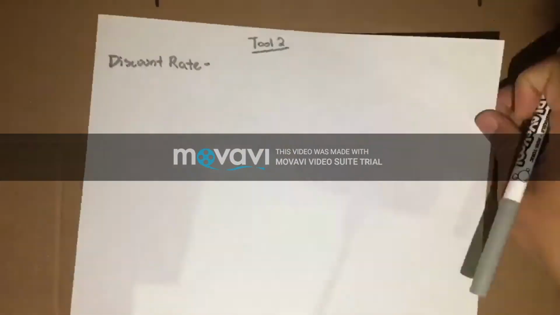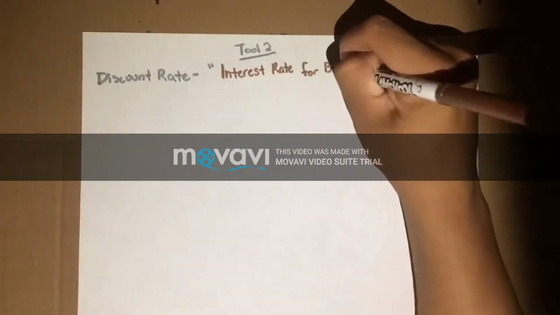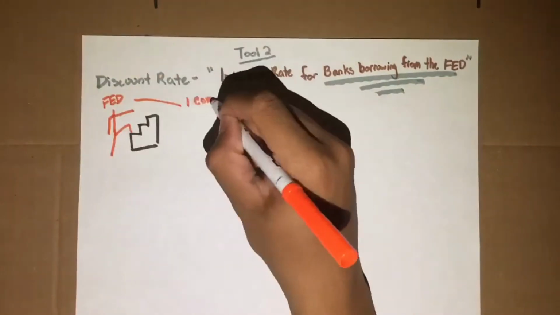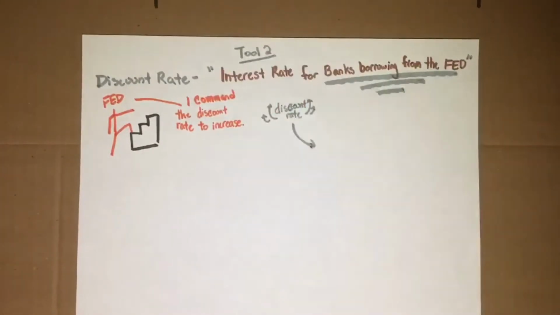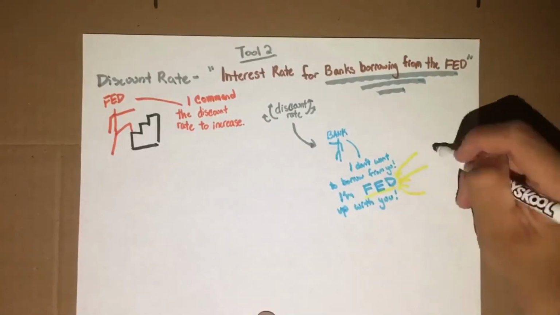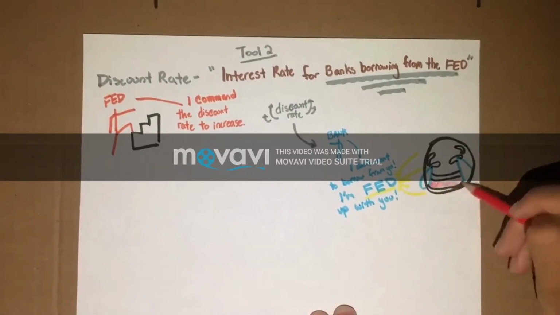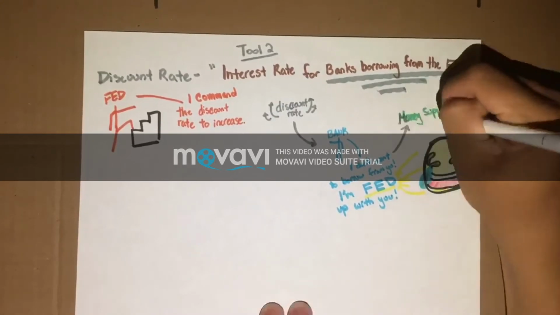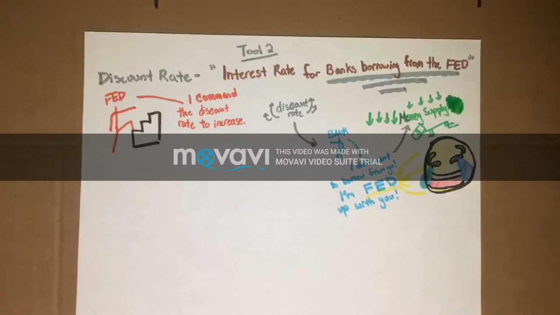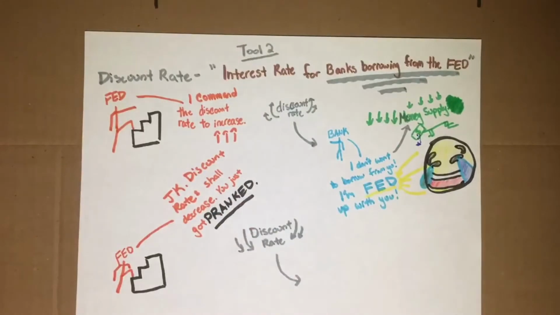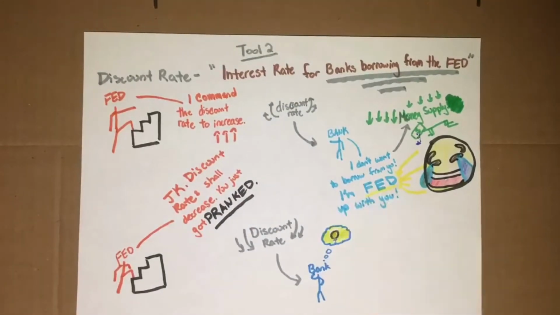The second tool is setting the discount rate, the interest rate for banks borrowing from the Federal Reserve. An increase in this rate will make it costlier to borrow, and consequently banks will borrow less, decreasing the money supply. A decrease in the discount rate would have the opposite effect on banks, and thus increasing the money supply.